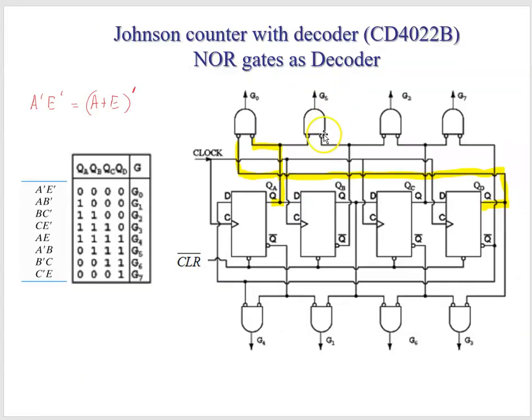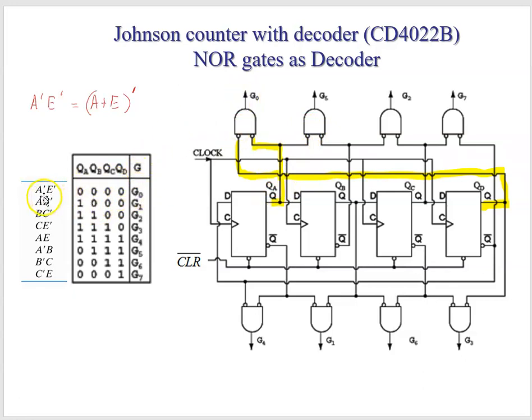So this here is the diagram we showed earlier. That's a CD4022B. It's a Johnson counter that you can get as an IC. It uses NOR gates as the decoder instead of AND gates. If you recall, our NOR gates use fewer transistors. So here it shows at the output where we want G0.